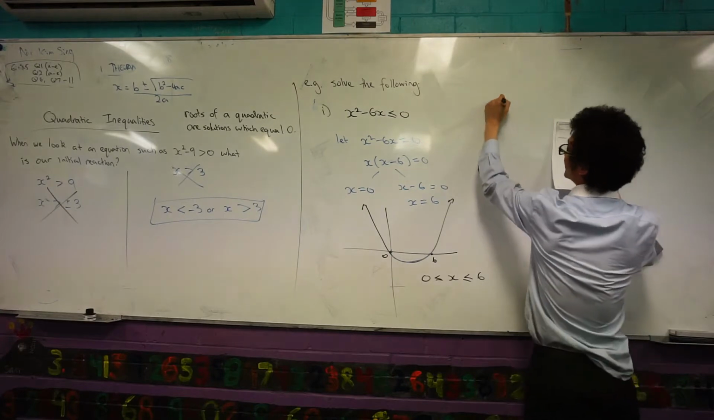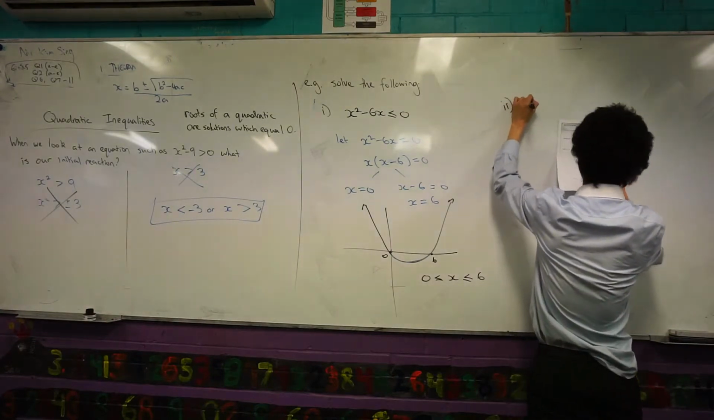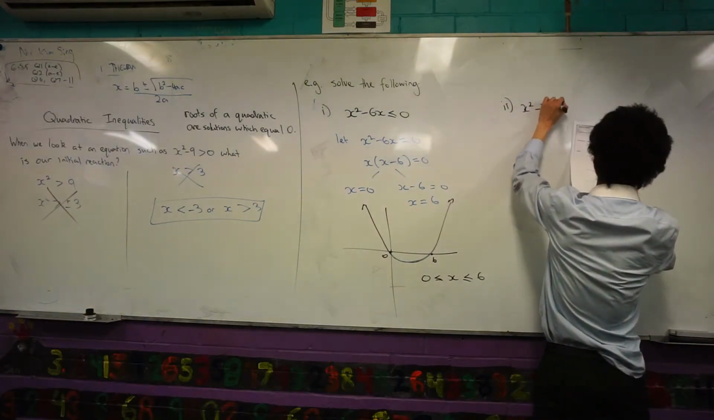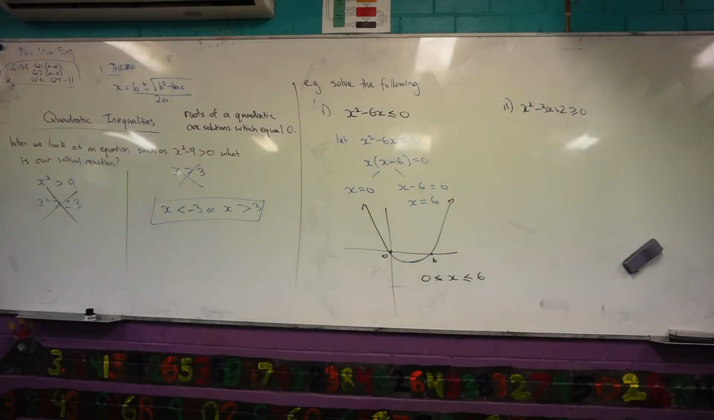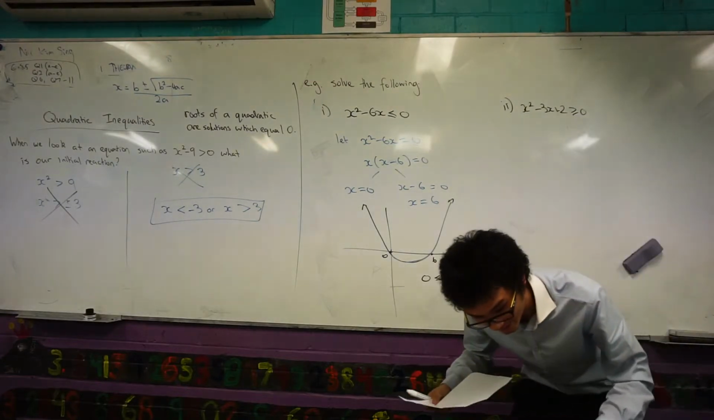What should I do? Let's do here. x squared minus 3x plus 2 greater than 0. That's better, right? I'm running out of battery and I'm about to get kicked out soon.